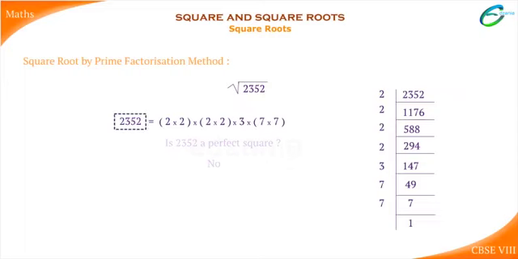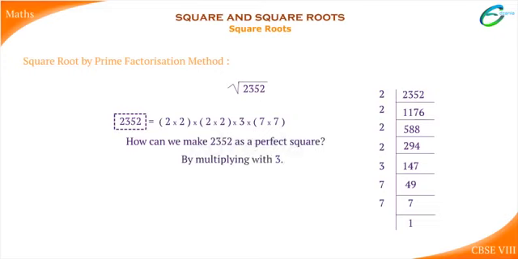No. How can we make it a perfect square? Here 3 doesn't have a pair. Therefore, by multiplying with 3 on both sides, we can make it a pair. By multiplying 2352 and 3, we get 7056 and make 3 as a pair too. Now every prime factor has its pair.